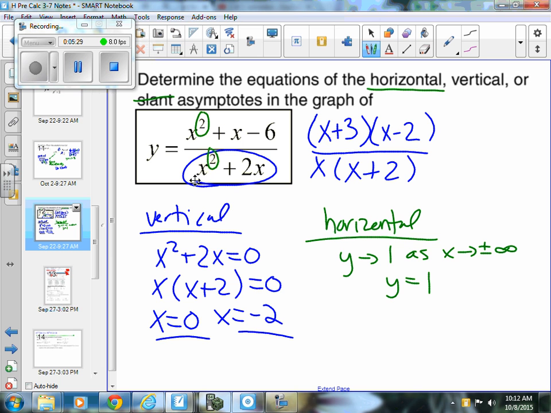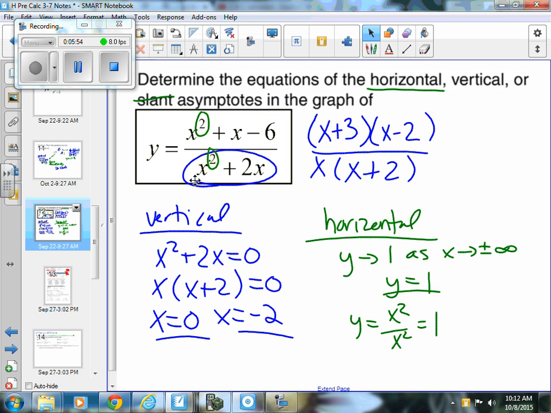If you remember what we talked about yesterday, if the degrees are equal like they are here, if they're balanced, that means the horizontal asymptote always goes to the ratio of those highest degree terms. So it looks like it would be going to 1 then. So we have two vertical asymptotes, 0 and negative 2, and one horizontal, y equals 1. So there wouldn't be a slant at all, because we don't have a degree bigger by 1 in the top.